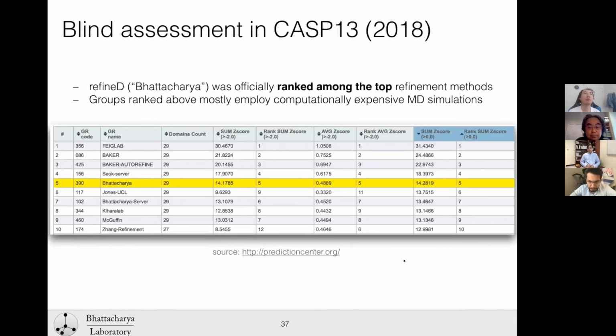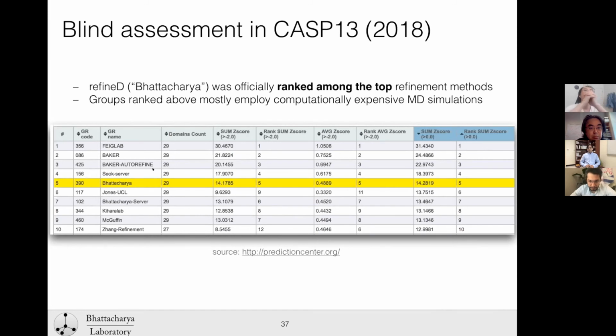We participated in the CASP 13 blind assessment using refined non-cumulative mode, which I just showed here. This was officially ranked among the top refinement methods, not necessarily the best method, but among the top. It is interesting to note that methods which are ranked higher than us are mostly using very computationally expensive MD simulation. By contrast, our method is very, very fast.